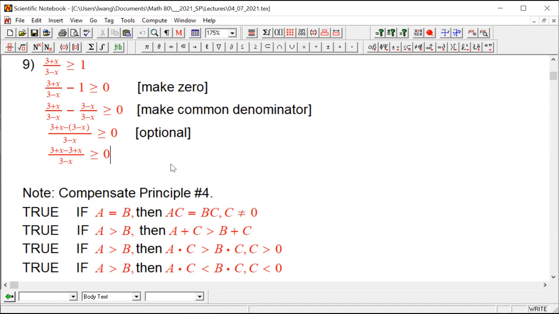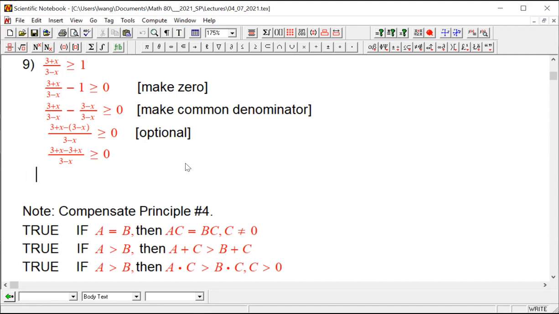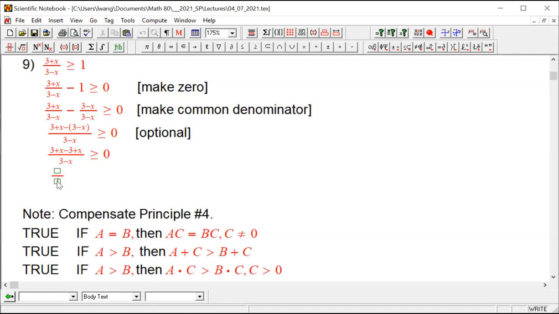And the next step, we're going to combine the like terms. We keep the same denominator. We combine the like terms. You can see 3 minus 3, that makes 0. You're going to have a 2x on top. And you're going to have greater than or equal to 0.